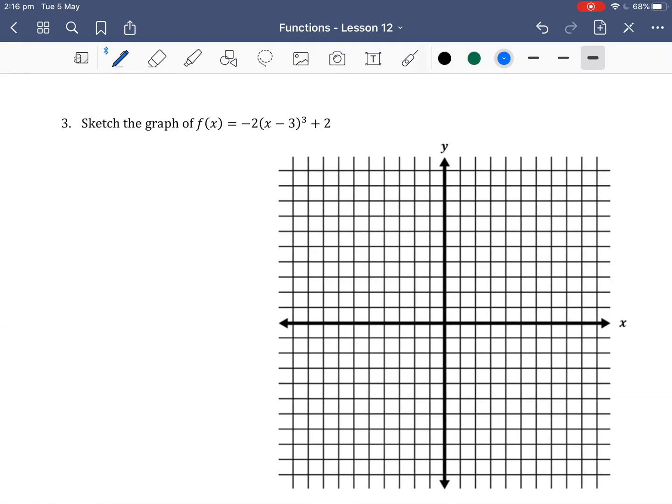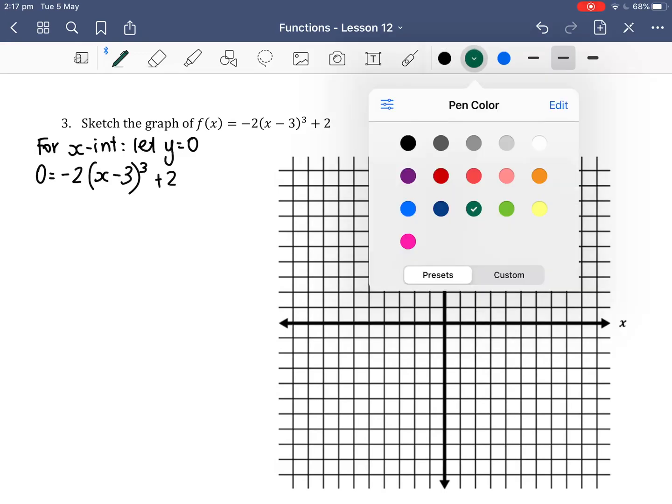Okay, moving on. Next, we want to sketch the graph of f(x) equals negative 2 bracket x minus 3 cubed plus 2. So what we need to do is find our x-intercept and our y-intercept. So for our x-intercept, we let y equal 0. So we have 0 equals negative 2 bracket x minus 3 all cubed plus 2.